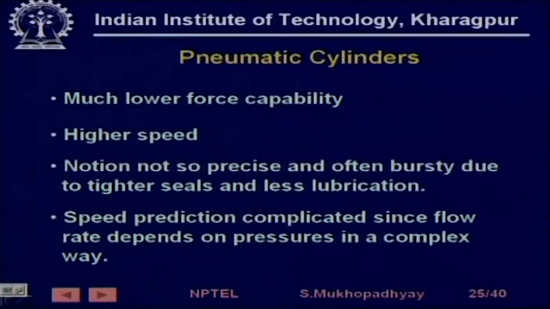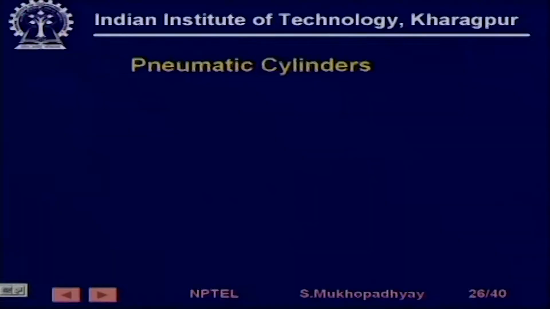Similarly, speed prediction is also complicated because they are actually complicated functions of pressure, temperature, etc., because we are talking about a gas here. So there is a lot of compressibility issues. So the speed can vary a lot, and therefore that is another reason why precise motion control may not be possible.